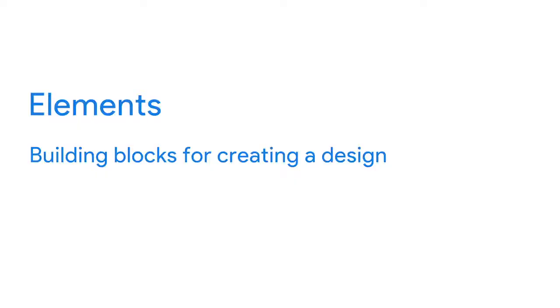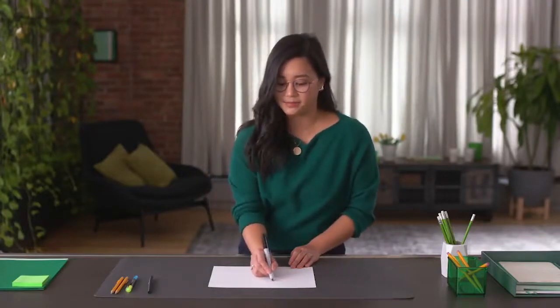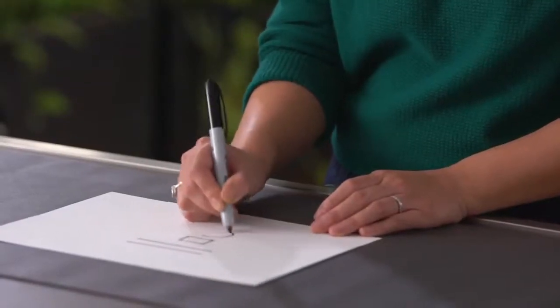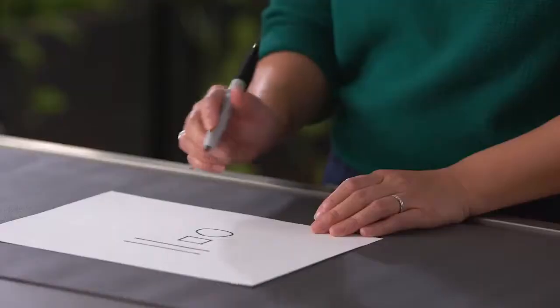Okay, so let's start with the basics of drawing wireframes. Your wireframes will be made up of elements. Elements are building blocks for creating a design. Most of the time, you'll use these elements to draw wireframes: lines, shapes like squares and circles, and text.